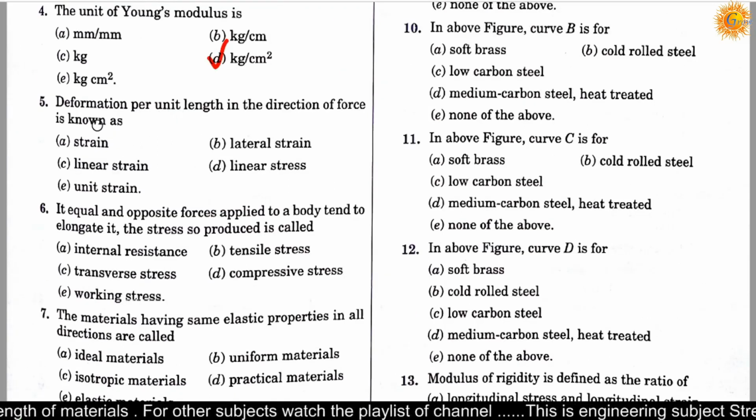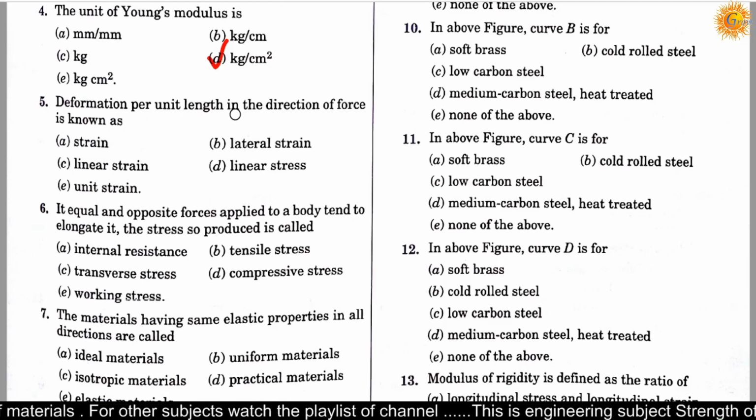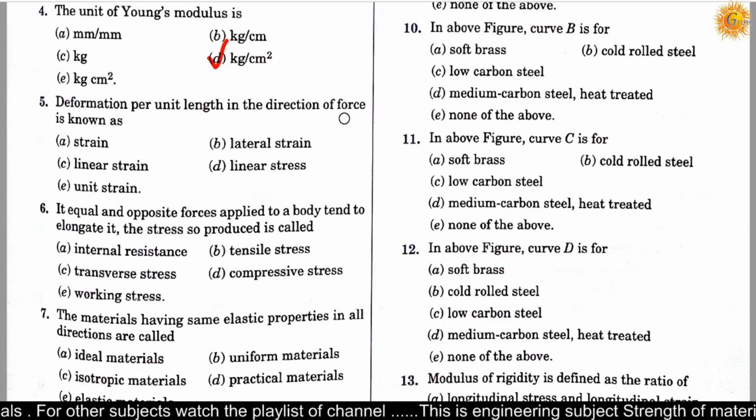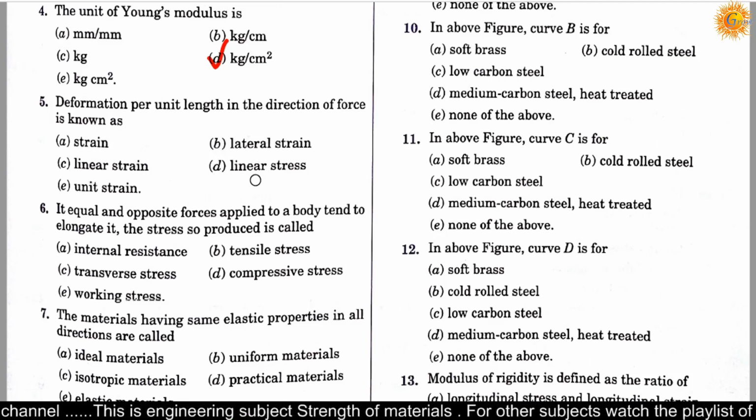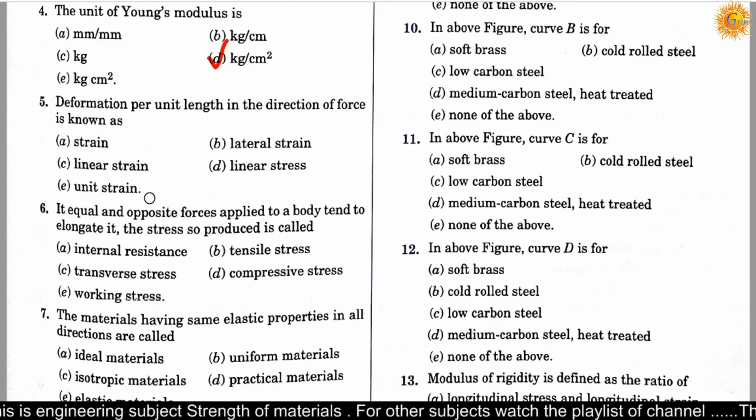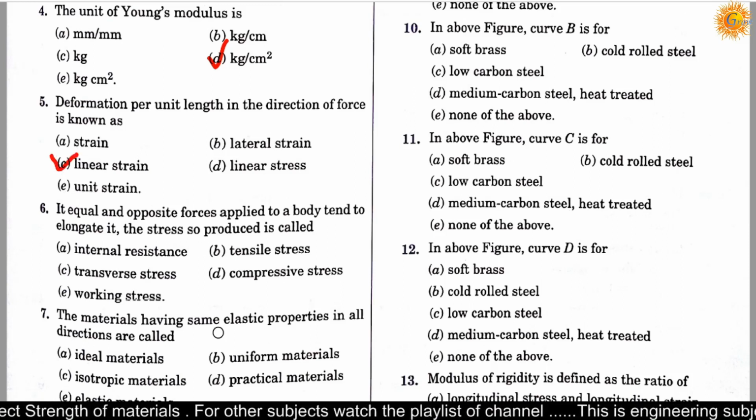Question number 5. Deformation per unit length in the direction of force is known as: option A, strain; option B, lateral strain; option C, linear strain; option D, linear stress; option E, unit strain. Correct answer is C. It will be linear strain.